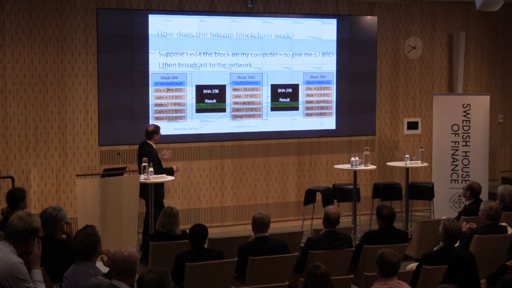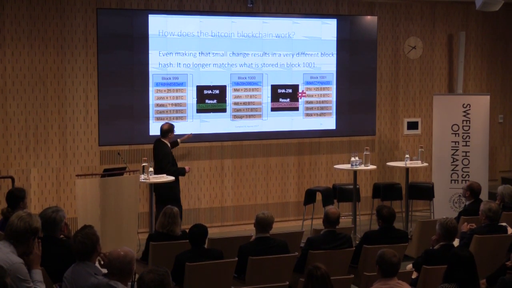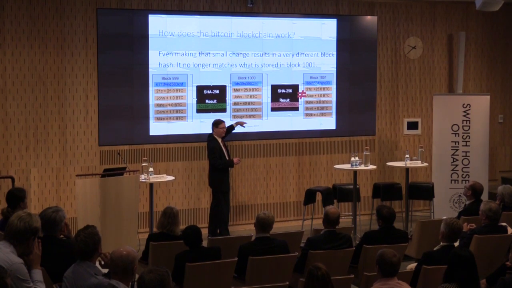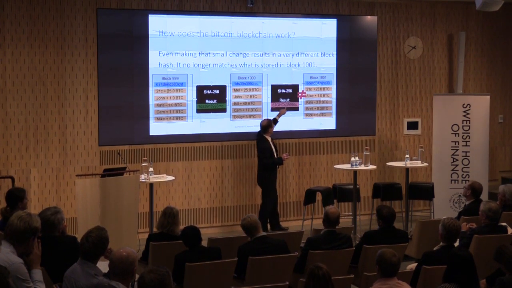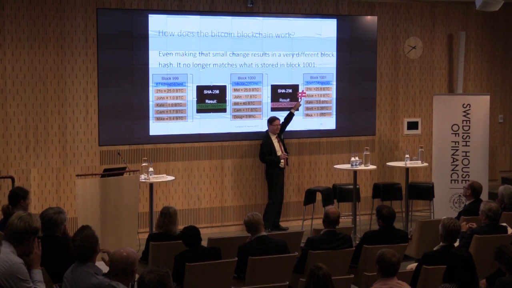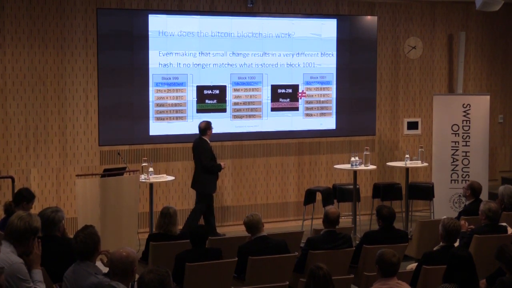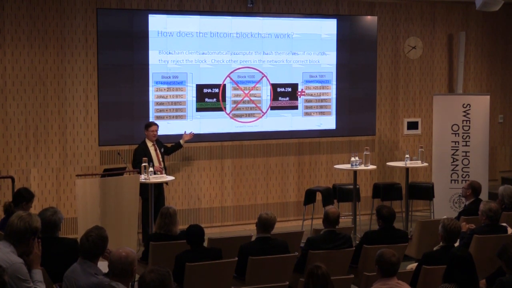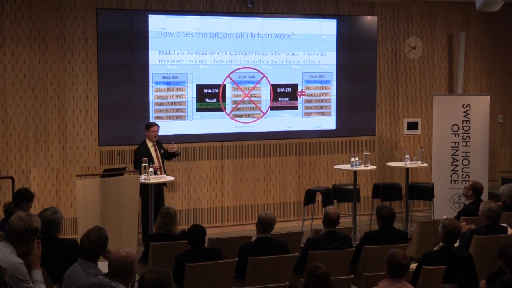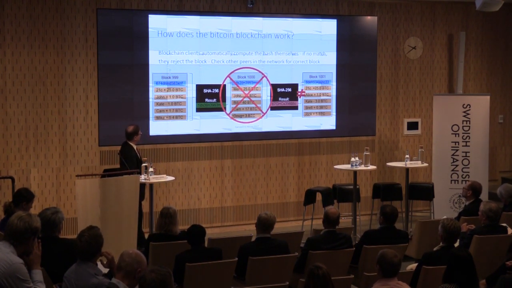So it turns out when I do that, the hash changes. Any subtle change will cause the hash to be completely different. So this hash no longer matches the first line in the next block, and as a result, this block is invalid. It's thrown out by the network and replaced with the valid block. So it's almost futile to go and think about changing history, because automatically this is being checked all the time. If we don't get the exact match, then the block is thrown out.